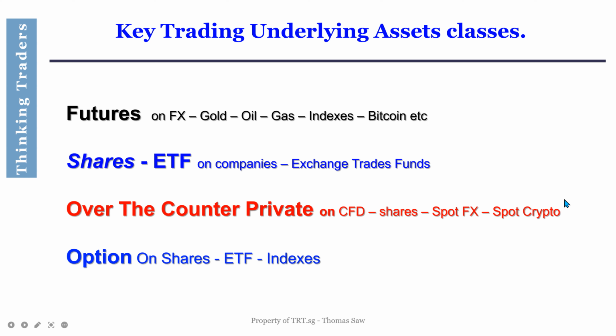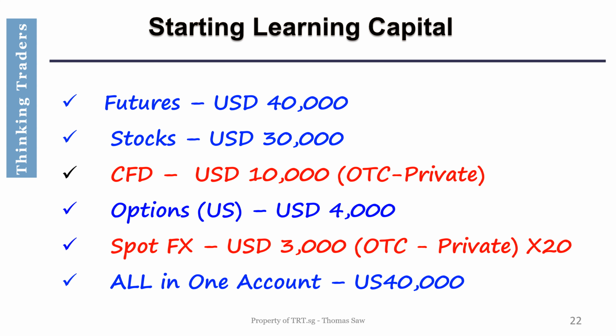Before we go further, what are the key tradables in today's market? The key tradables are futures, shares, ETFs, over-the-counter private products or CFDs, and options on shares and ETF indexes. Today's session, we are focusing primarily on options only, because with options I know you can lose 10 trades in a row and you still will not die horribly. That means you will not get a margin call.